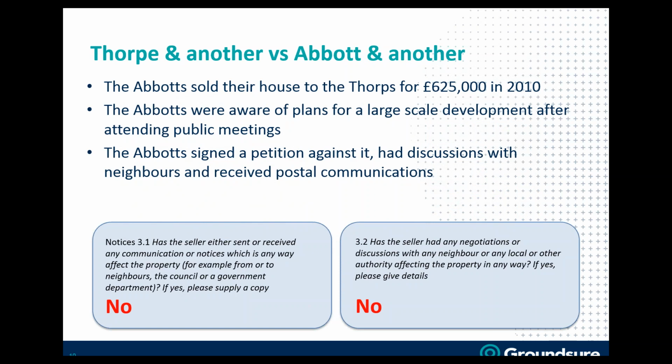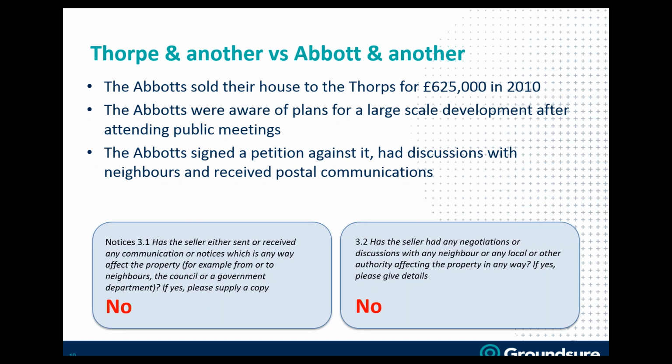In another recent case of Thorpe and Another versus Abbott and Another, the High Court has dismissed a claim of misrepresentation where it was alleged that the sellers of the property had given fraudulent replies in the seller's property information form. An inaccurate pre-contract statement, whether made in reply to pre-contract inquiries or not, may entitle the buyer to bring a claim for misrepresentation or negligent misstatement. The misrepresentation may be fraudulent, negligent, or innocent, depending on the seller's state of knowledge at the time of the representation. Let's go over the quick facts.